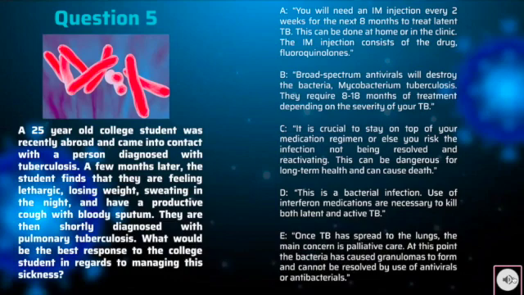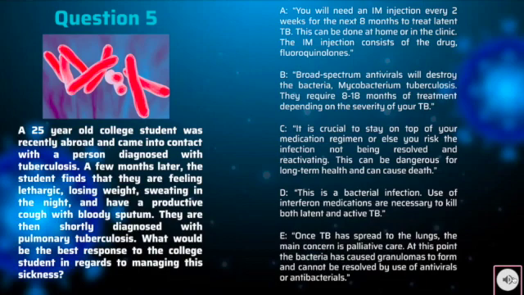A 25-year-old college student was recently abroad and came into contact with a person diagnosed with tuberculosis. A few months later, the student finds that they are feeling lethargic, losing weight, sweating in the night, and having a productive cough with bloody sputum. They are then shortly diagnosed with pulmonary tuberculosis. What would be the best response to the college student in regards to managing this sickness?